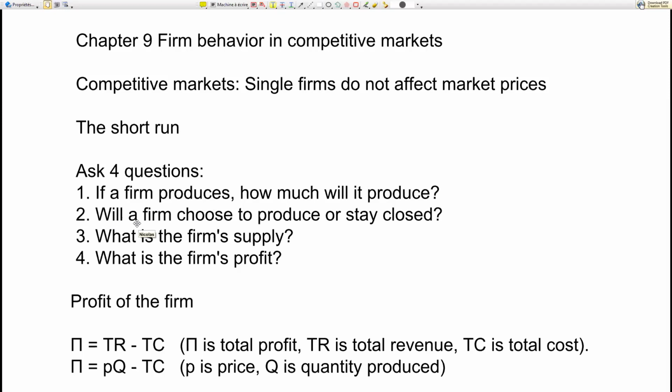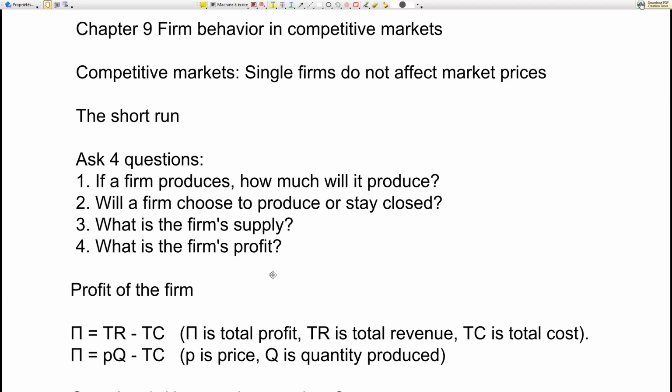Second question, will a firm choose to produce or stay closed? And third question, what is the firm's supply? So what is the supply? Well, it's the relation between how much a firm, or the market, but here a firm, decides to produce and the market price. We have the market price in our analysis and we have the firm's decision. So it's possible to derive a firm's supply with this. And then first question, what is the firm's profit?